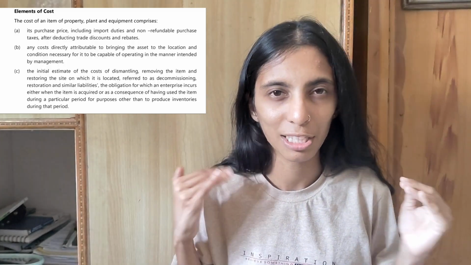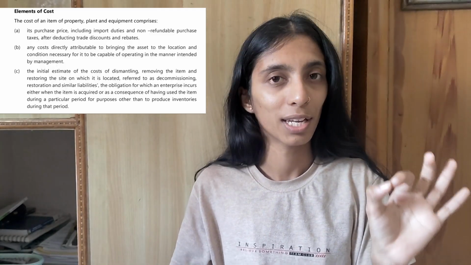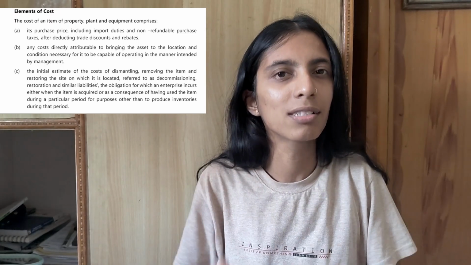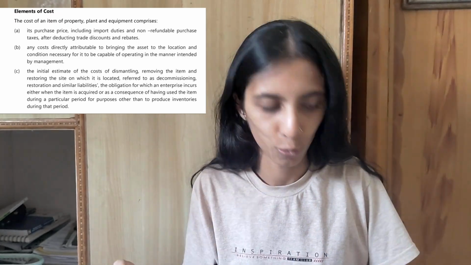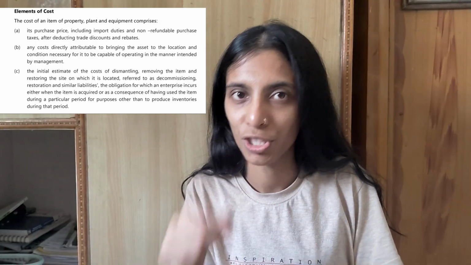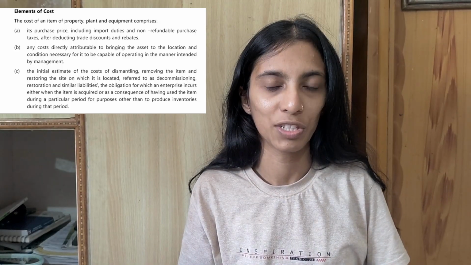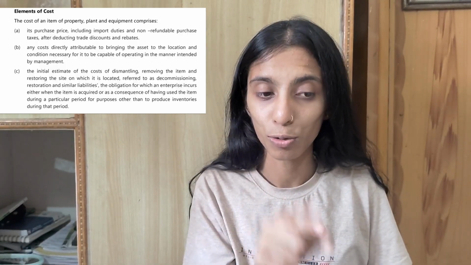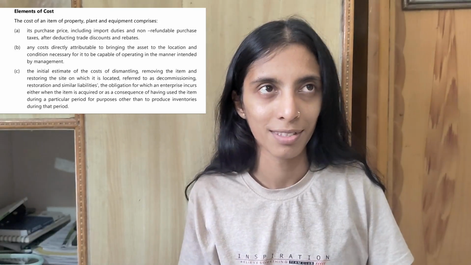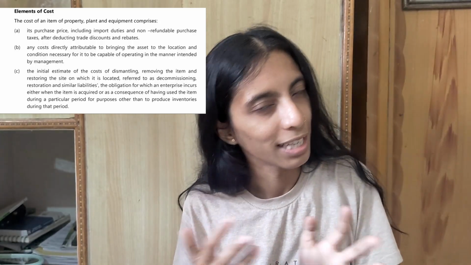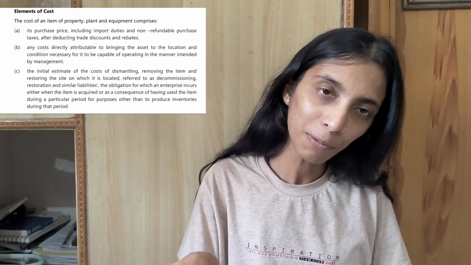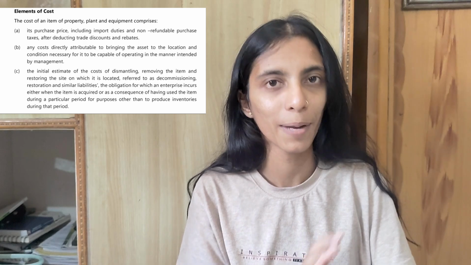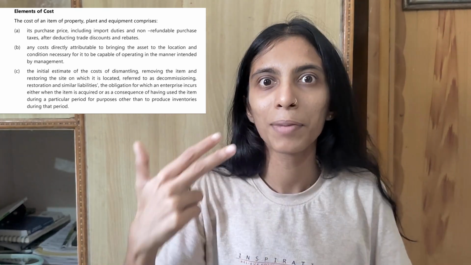I'm telling you again, hear me out, okay? Elements of cost, or PPE, is equal to, what are the things considered in PPE, okay? PPE is equal to the purchase price. You purchase the asset, right? The purchase price of the asset plus, you can write it in your notebook, okay? Plus directly attributable cost, and plus restoration or dismantling cost, okay? So this is the formula. It will help you to remember the words in an exam.